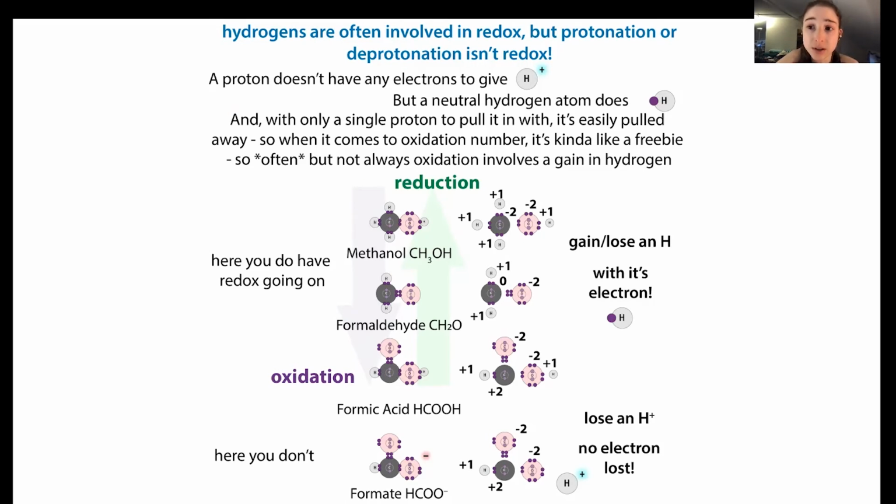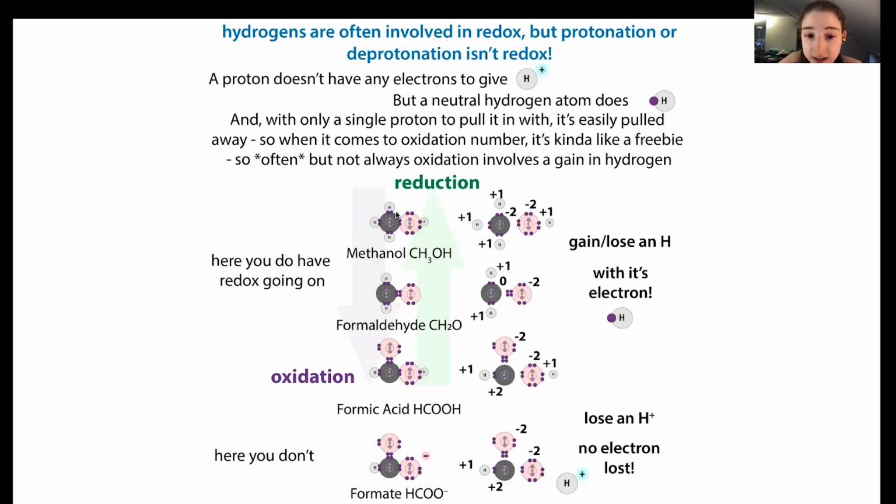A good rule of thumb, but not always true, is that if something gains a bond to a hydrogen, we say it's being reduced, because reduction is gain in electron density, and hydrogen is really bad at keeping its electrons. So it's kind of like getting free electrons. This is why the gain of a bond to hydrogen is often accompanied by reduction. For example, going from methanol to formaldehyde to formic acid is an oxidation, and going the other way is a reduction.